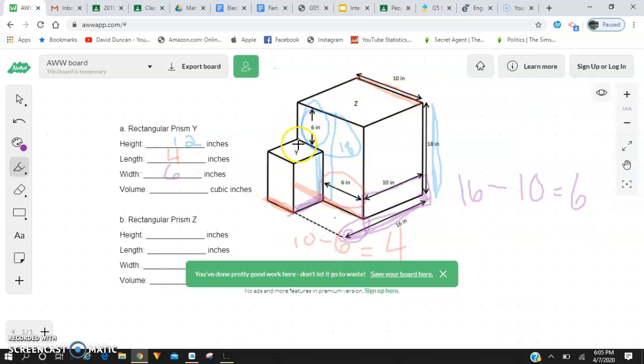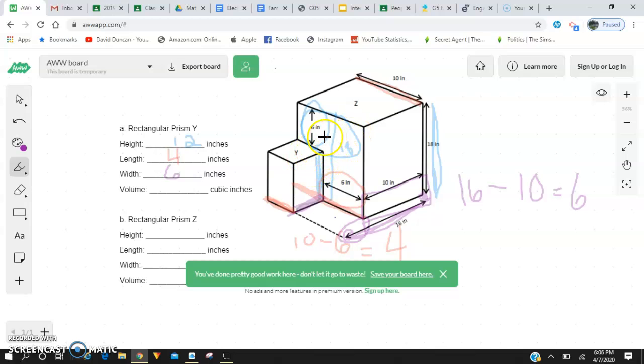These are challenging problems. So what I've done for you is I've given you the height, length, and width of rectangular prism Y. You now are going to have to calculate the volume of that prism. I want you to find the height, length, and width of prism Z. Find the overall volume of that. And then you're going to add them together to find out what the volume of the two of them combined is going to be.